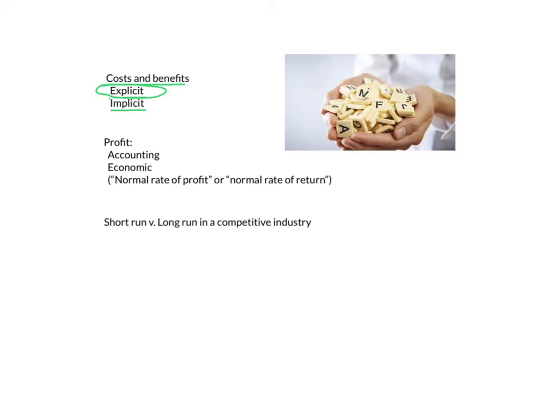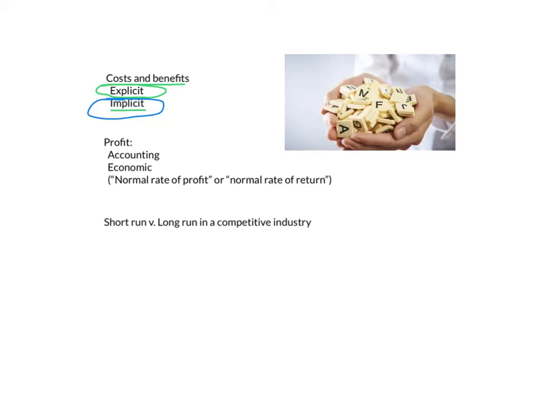But the reason why we label them explicit costs is to differentiate them from implicit costs. And implicit costs are a little less intuitive. An implicit cost is a very real opportunity cost. So doing one thing very clearly meant not doing other things, but there's no money changing hands. So those kinds of costs can be fairly subtle.